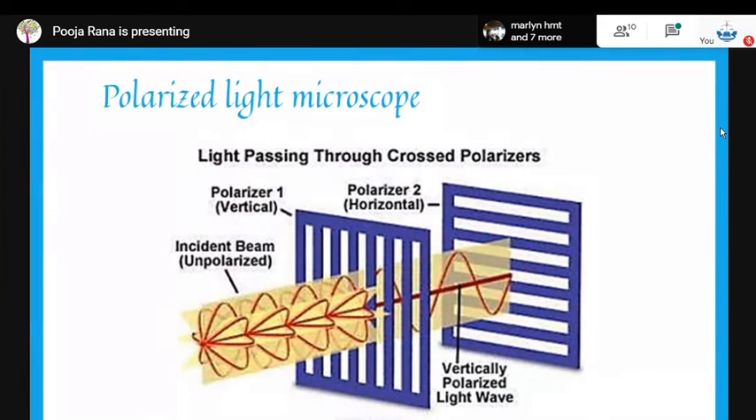All right, now when we talk about the uses of polarized microscopy, it is used for the determination of refractive index, and that data provides information that helps to identify the minerals present in a soil sample or the identity of a man-made fiber.